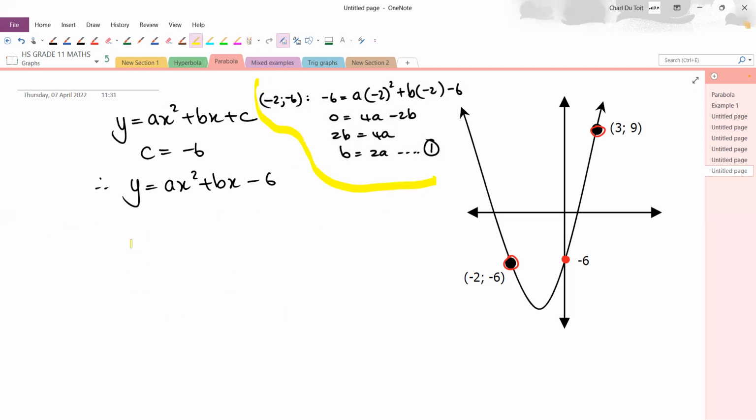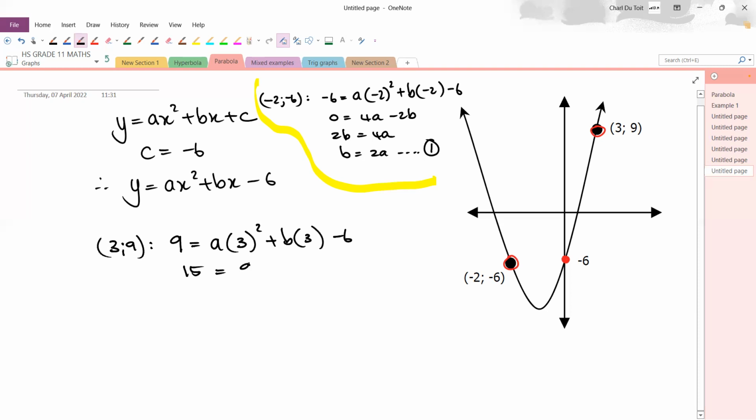And then I'm going to do exactly the same and just substitute the other coordinate, the 3 and 9 coordinate. So the y value is 9, the x value is 3, negative 6. So I have 15 here, and that is 9a plus 3b. So 15 minus 9a equals 3b. Divide everything by 3. 5 minus 3a equals b, and there's my second equation.